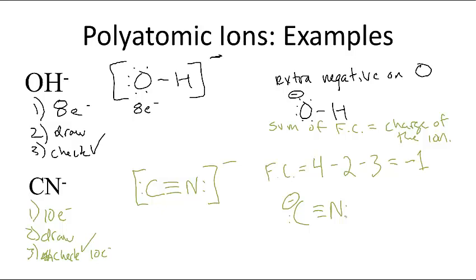You do not need to circle the extra electron. That's what your formal charge tells you, right? It tells you where the extra one is, essentially.